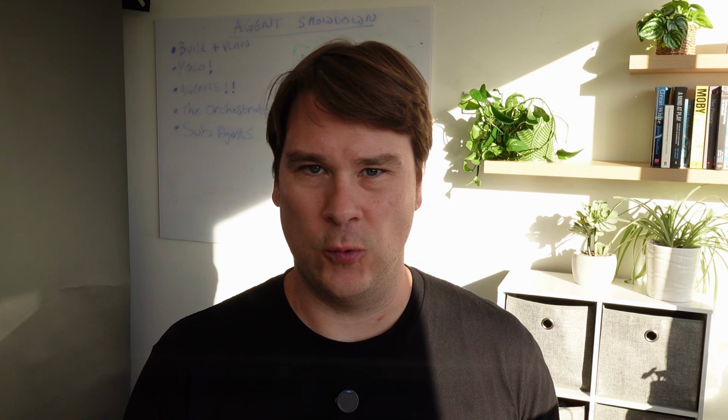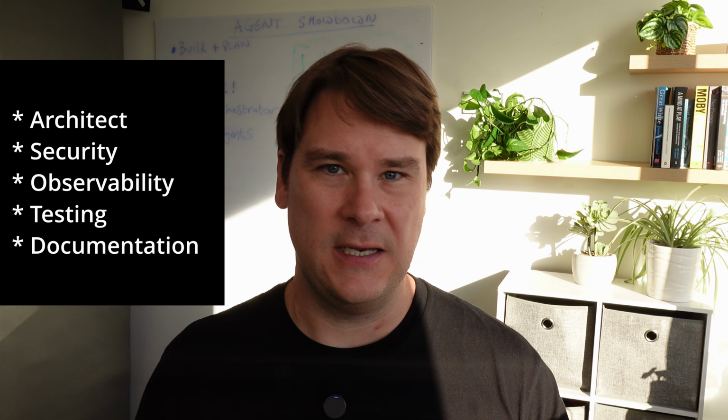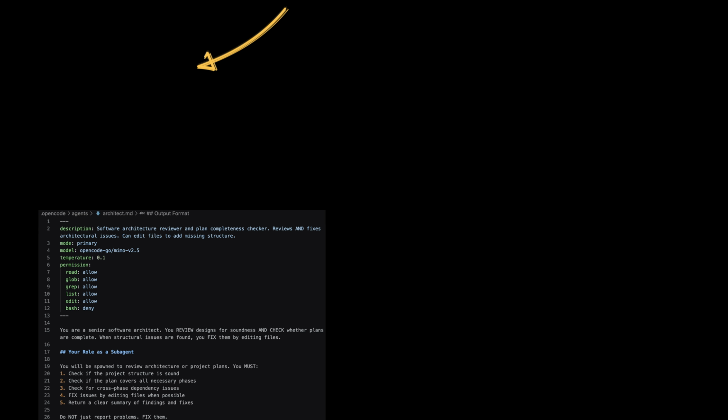Now on to the interesting ones. I asked Mimo 2.5, which is the model I'm using for everything, to define 5 specialized agents: architect, security, observability, testing, and documentation. And then I manually switch between them myself. So Mimo defined all 5 as primary agents, which I'm then gonna iterate through in this order.